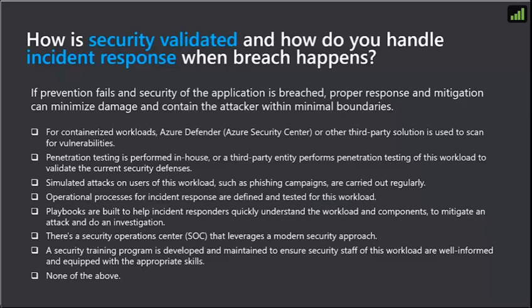Our second question is around penetration testing. Penetration testing is performed in-house or a third-party entity performs penetration testing of this workload to validate the current security defenses. Real-world validation of security defenses is critical to validate a defense strategy and implementation. Penetration tests or red team programs can be used to simulate either one-time or persistent threats against an organization to validate defenses that have been put into place to protect organizational resources.